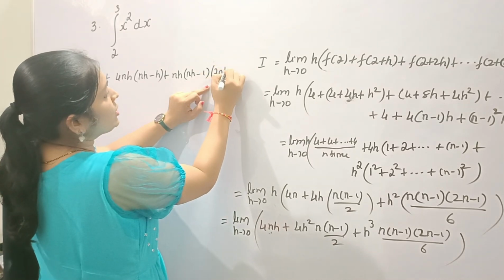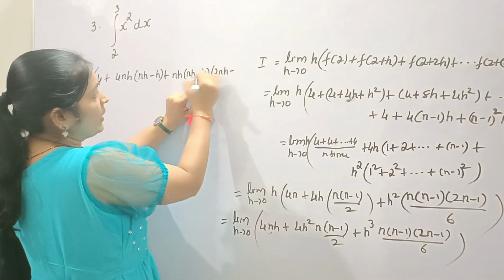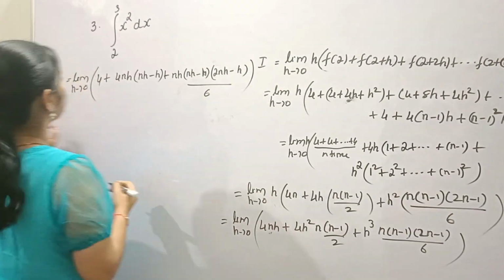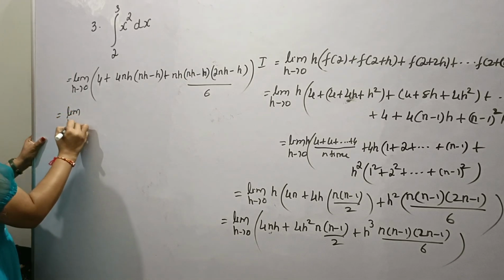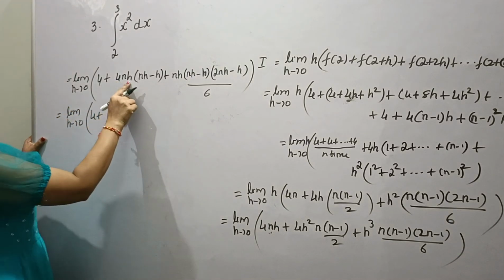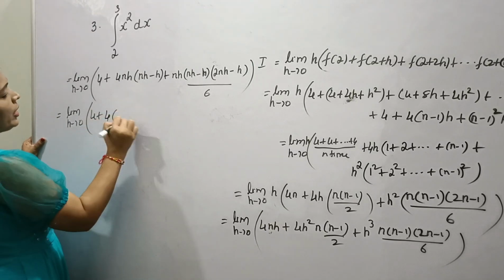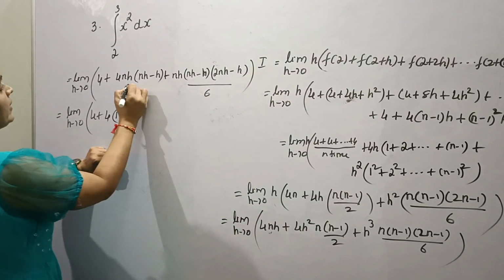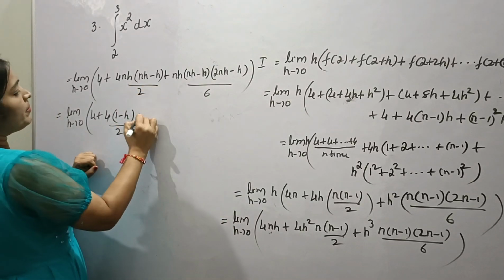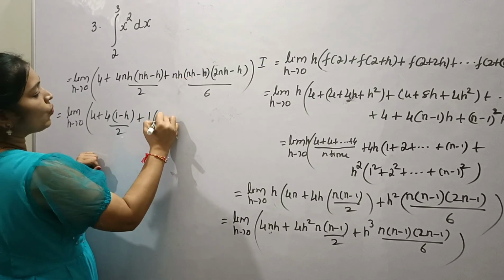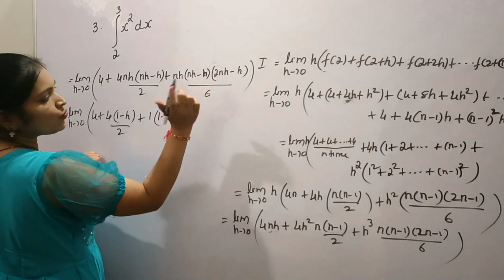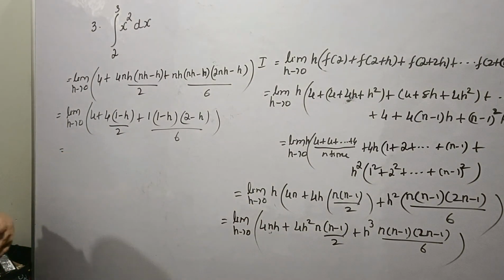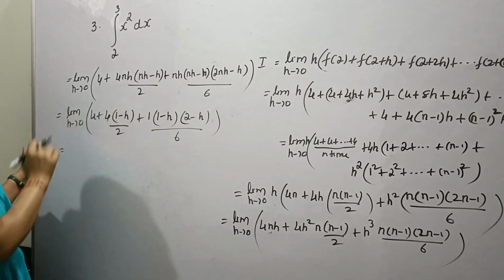Next 2nh minus h, we have to multiply this, so 2nh minus h divided by 6. That is equal to limit h tends to 0, 4 plus here nh is 1, so 4 into 1 minus h divided by 2, plus here 1 into 1 minus h into 2nh, nh is 1, so 2 minus h divided by 6. Now let's apply the limit. That means we have to substitute h is equal to 0.